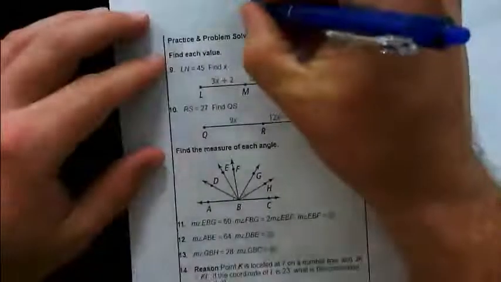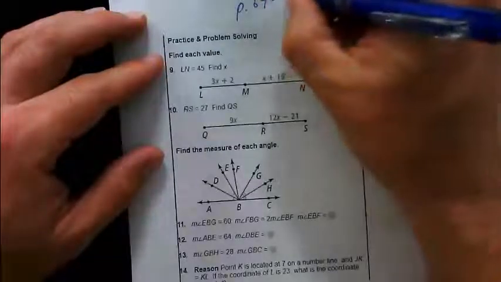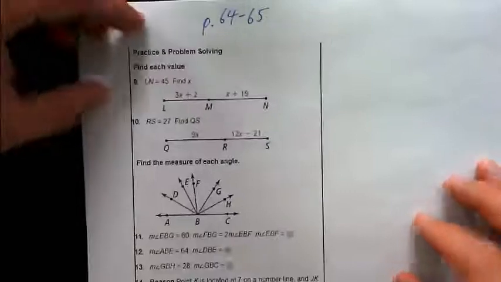Now we're taking a look at the review. So the review that's in the book is the one I'm looking at first. So this is the review that's in your textbook on pages 64 and 65. So this is the one that I assigned for homework tonight.